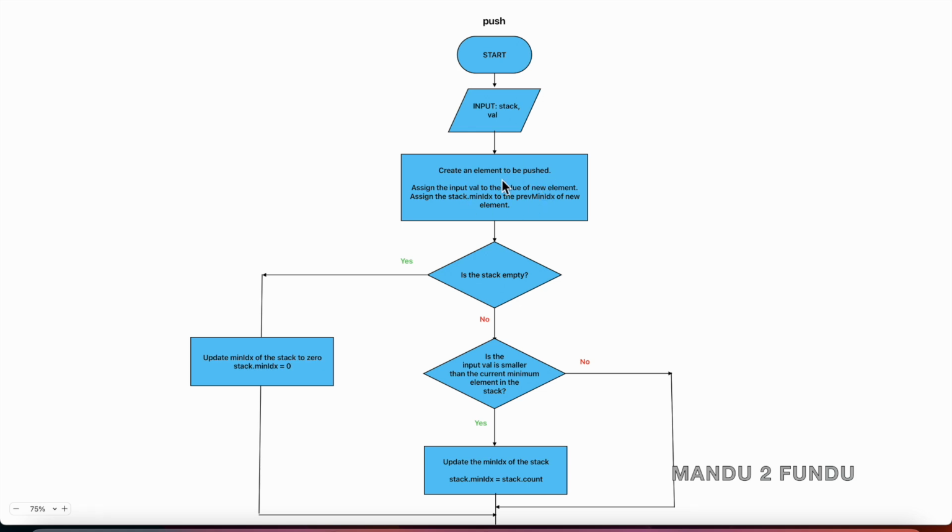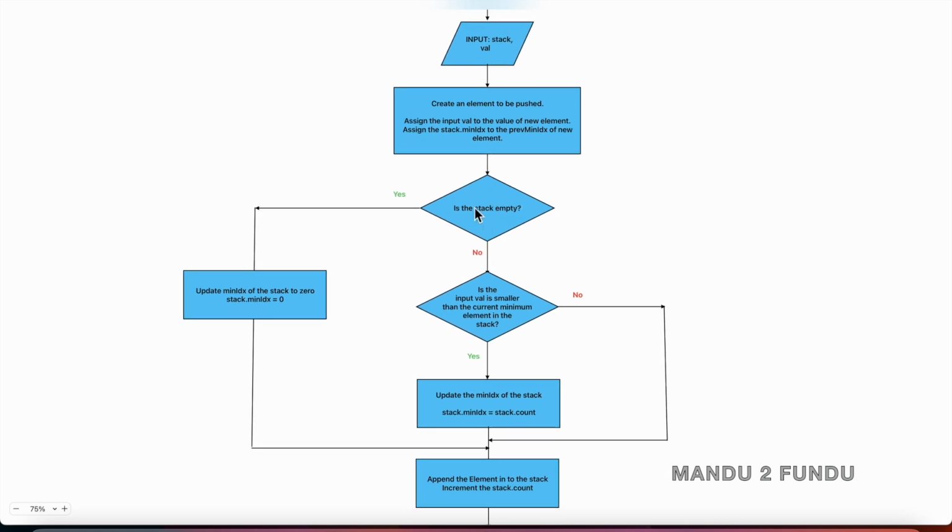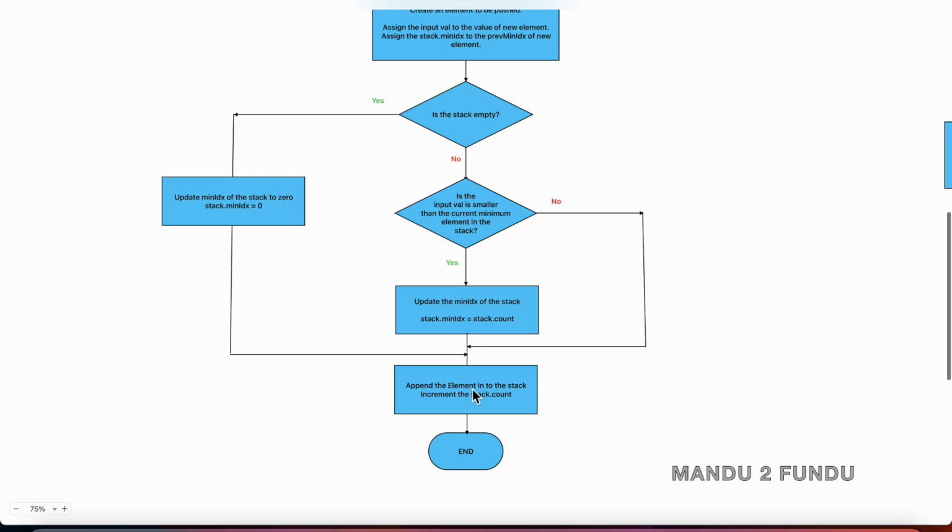Okay, so once this is created, we check whether the stack is empty. If so, then the current element being pushed is the smallest element in the stack. So we simply set the minimum index to 0. Otherwise, we check whether the input value is smaller than the current minimum element in the stack. If so, we have to update the stack's minimum index with the current element's index. Otherwise, we do not have to update the minimum index. And finally, we add the element to the stack and increment the count.